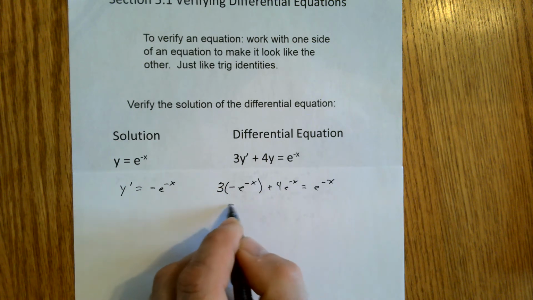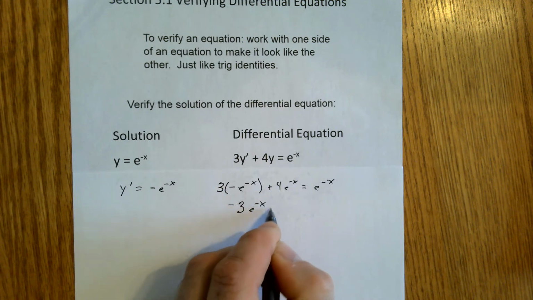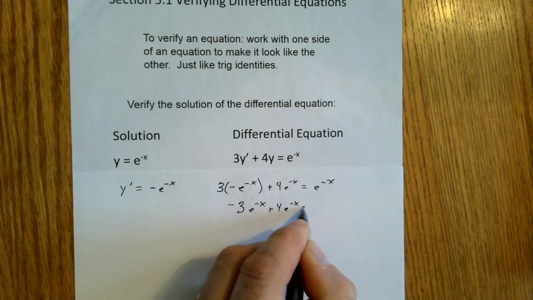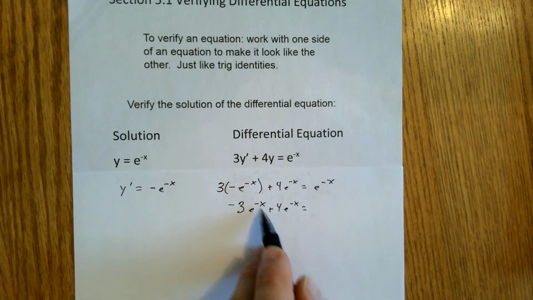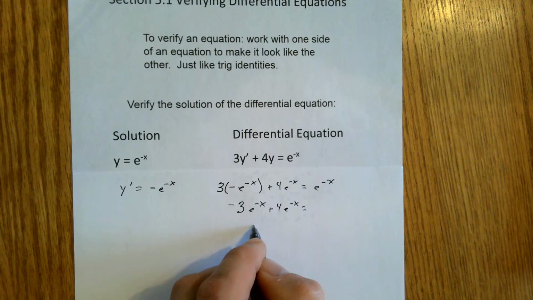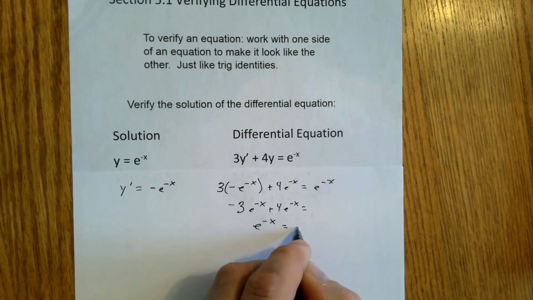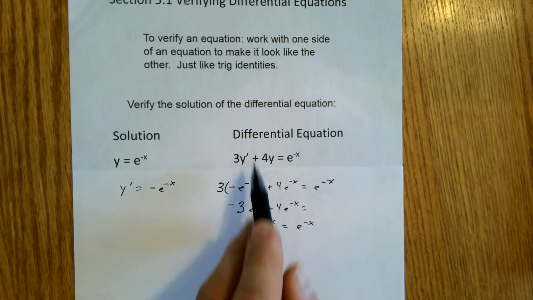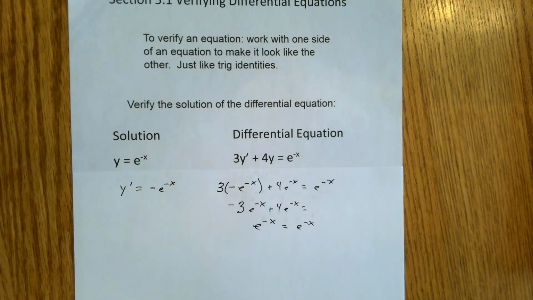If I multiply my 3 through, I get negative 3e to the negative x plus 4e to the negative x, and a negative 3e to the negative x plus 4e to the negative x is a positive e to the negative x, which is what we want. So we have verified that differential equation. So that was an easy one.